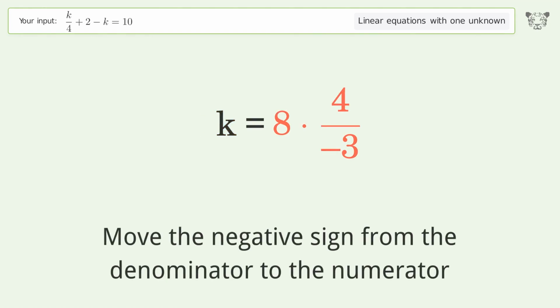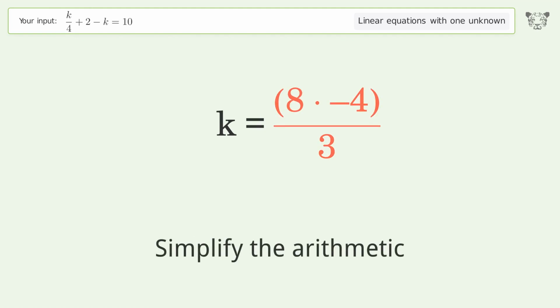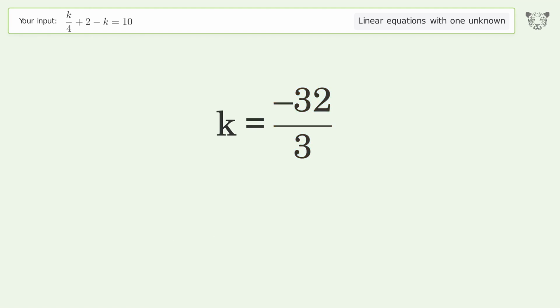Move the negative sign from the denominator to the numerator. Multiply the fractions. Simplify the arithmetic. And so the final result is k equals -32/3.